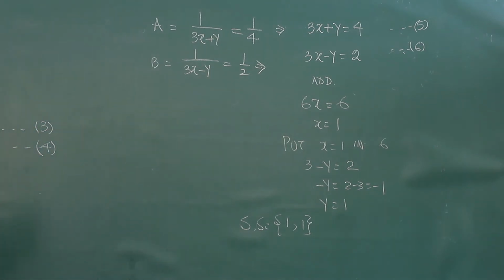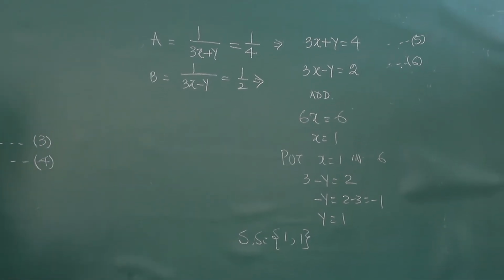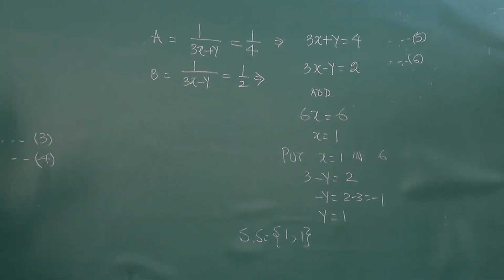3x minus y, when I find the reciprocal or reverse, whatever you want to call it. So 3x minus y is equal to 2. Now I've got equations 5 and 6. Solve equations 5 and 6. I add the 5th and 6th, and I get to eliminate y. I get 6x is equal to 6. That gives me x is equal to 1.